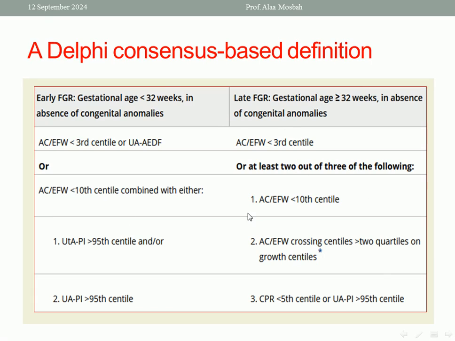What about late onset? As I said before, we can diagnose if abdominal circumference or expected fetal weight is less than the third centile, or at least 2 out of 3 of the following: abdominal circumference or expected fetal weight below the 10th centile; abdominal circumference or expected fetal weight crossing centiles by more than 2 quartiles on growth centiles; cerebroplacental ratio less than the 5th centile, or uterine artery pulsatility index more than the 95th centile, or umbilical artery more than the 95th centile.